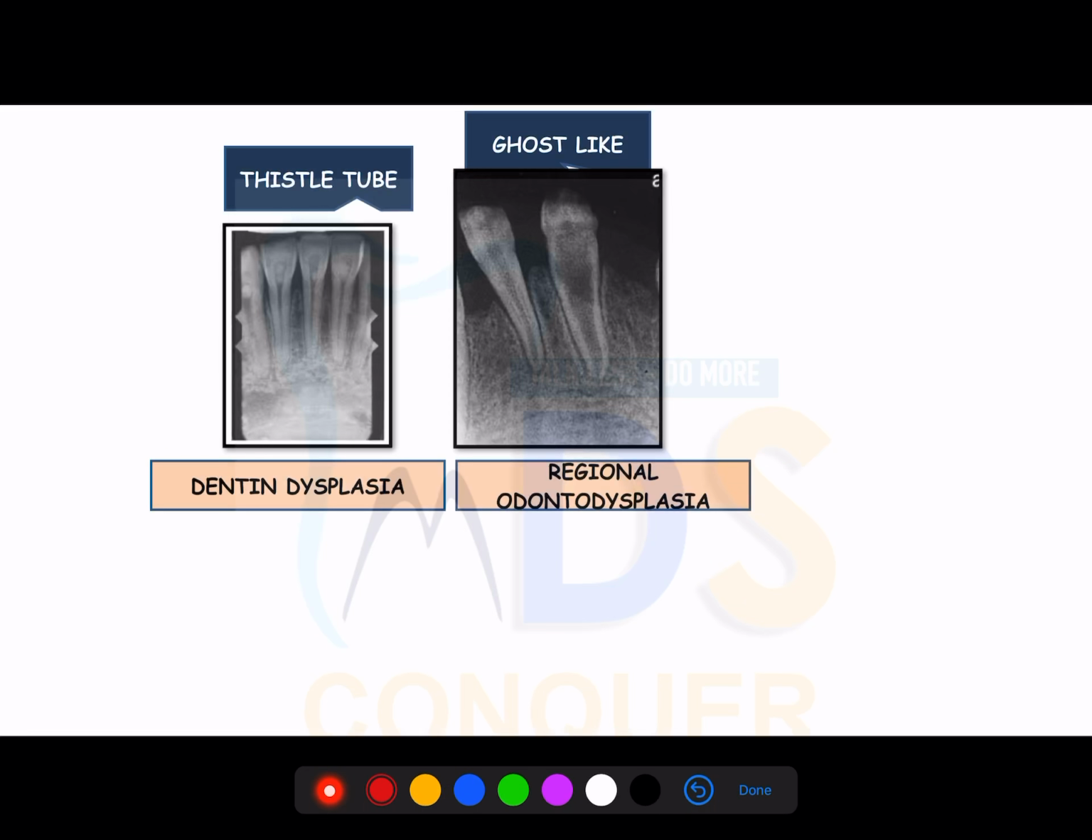Now coming to the thistle tube appearance, if you see the pulp chambers, they will have a thistle tube type of appearance. This is a characteristic appearance in dentin dysplasia. And in regional odontodysplasia, the radiographic feature is a ghost-like appearance. You can see here the pulp chambers are of different sizes, giving an asymmetrical or ghost-like appearance. So thistle tube appearance is seen in dentin dysplasia, whereas ghost-like appearance is seen in regional odontodysplasia.